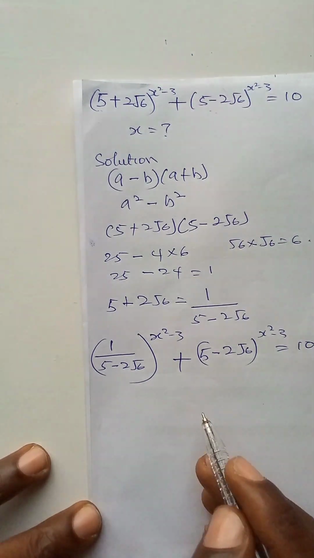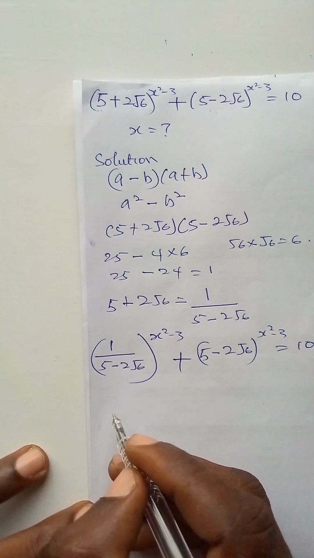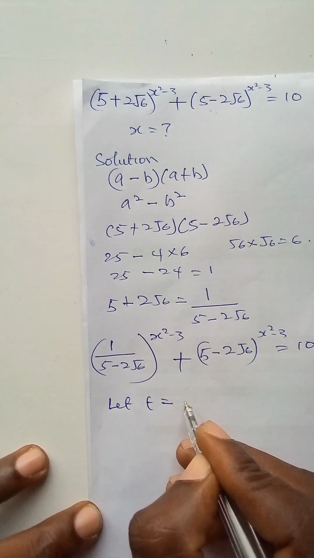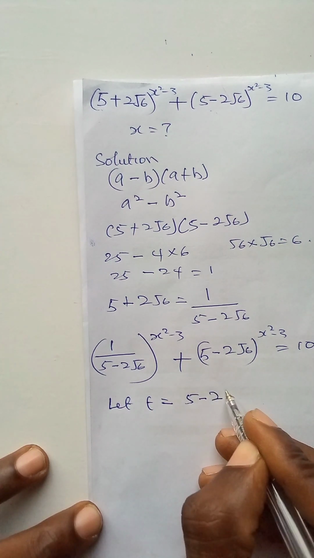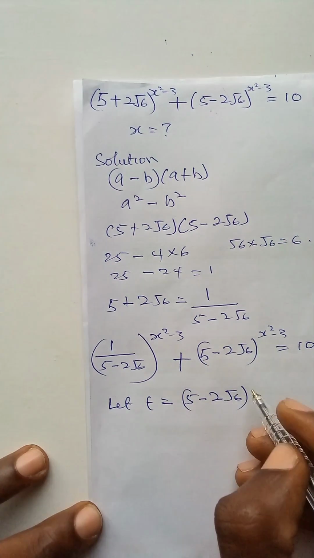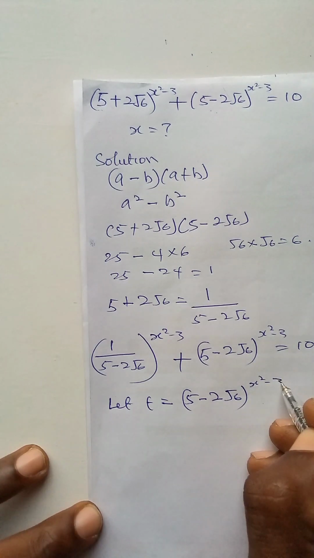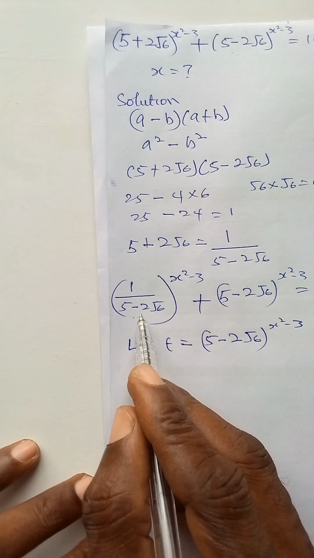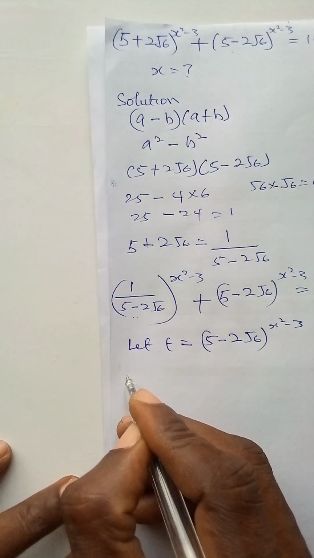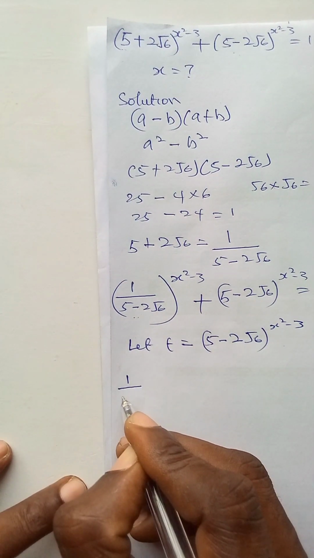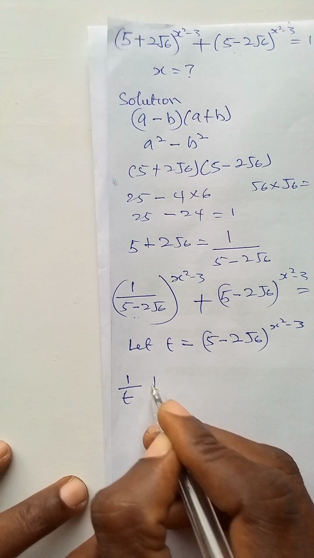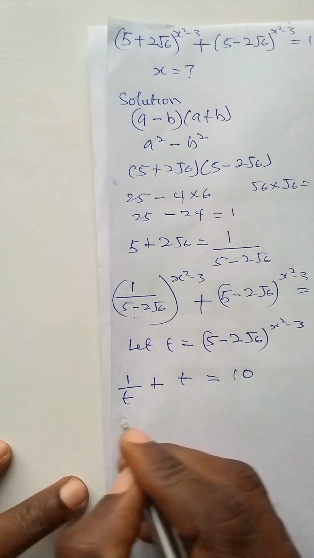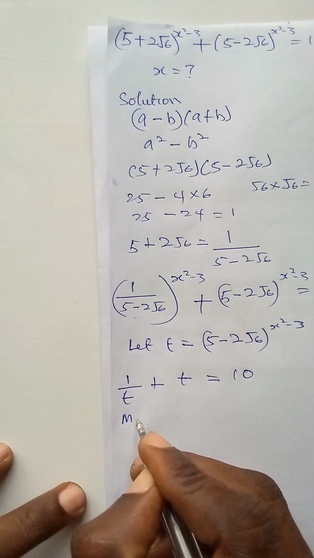To simplify issues, let us make this substitution. Let t be equal to (5 − 2√6) all raised to power x² − 3. So I will put t where I have 5 minus 2√6 here and here. So I have 1 over t plus t is equal to 10. Let me multiply through by t to clear the fraction.